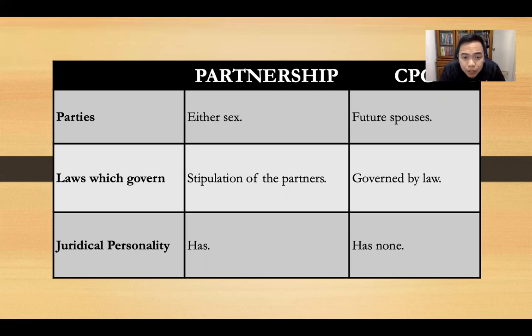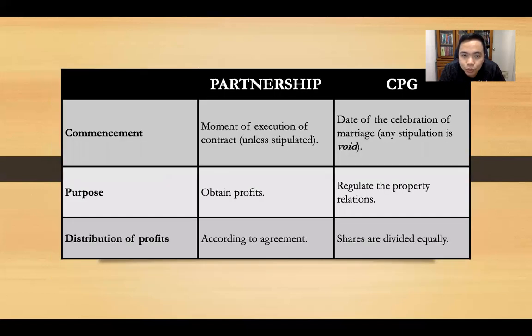Now, a partnership is governed by the New Civil Code, while the conjugal partnership of gains is governed by the Family Code of the Philippines. And the third, a partnership has a juridical personality, while a conjugal partnership of gains has no juridical personality. Now, commencement: a partnership commences from the moment of execution of the contract. On the other hand, class, a conjugal partnership of gains commences from the very day or the very time that the marriage is celebrated. Any stipulation to fix any other commencement of effectivity will be void.